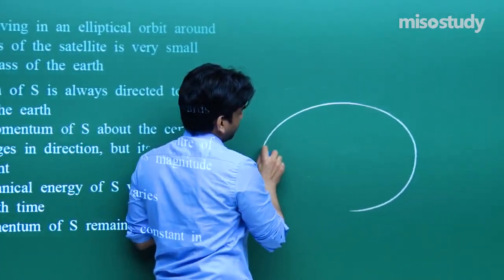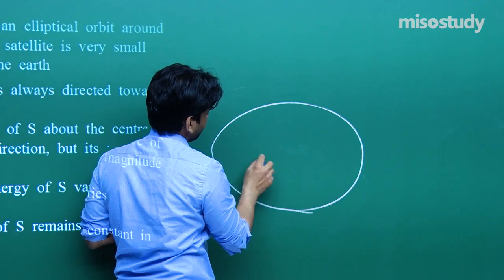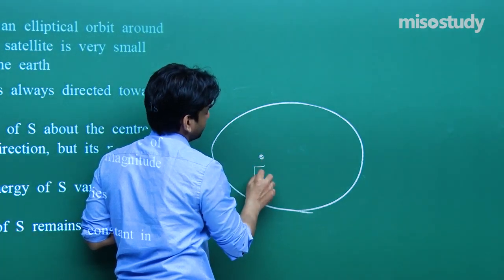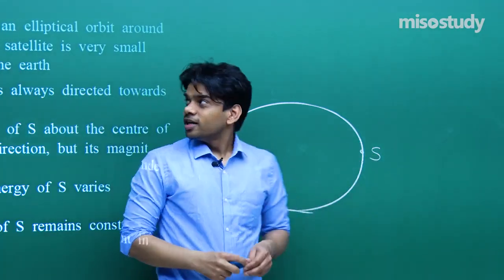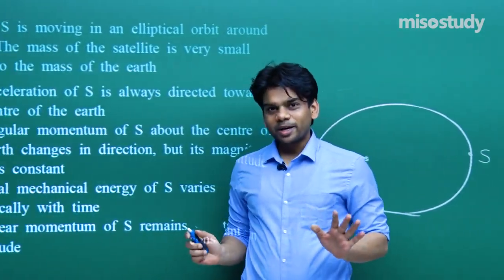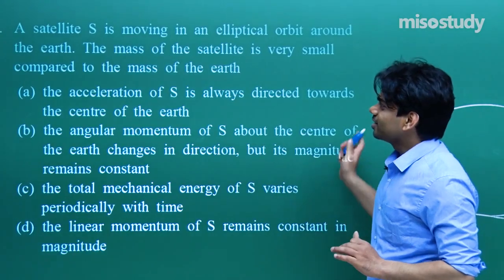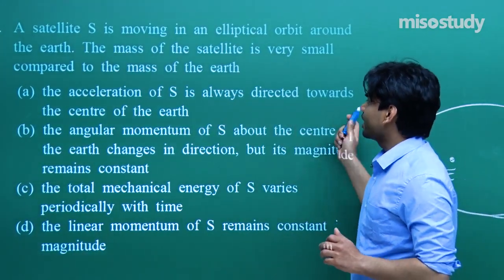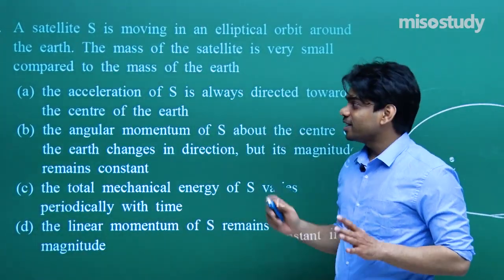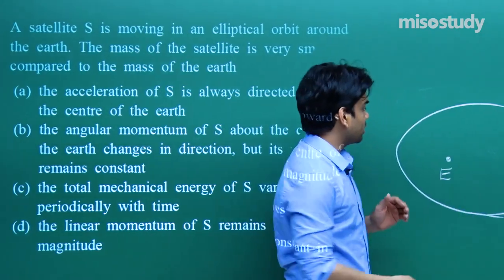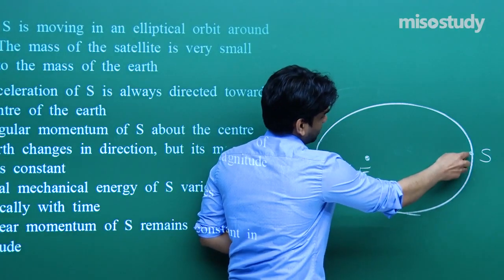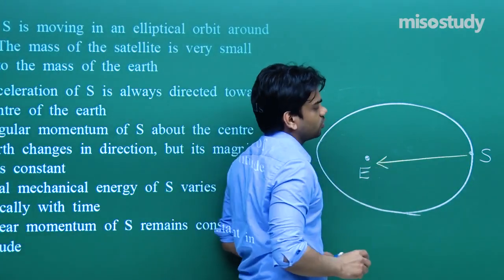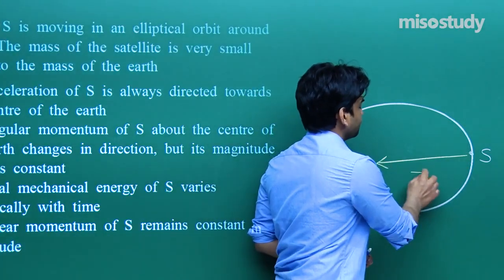Satellite motion, and let's say this is Earth. The satellite is moving in an elliptical orbit. I made an elliptical orbit and showed you the Earth. The acceleration of S is always directed towards the center of Earth. That will always be towards the center of the Earth. This will be the direction of acceleration.